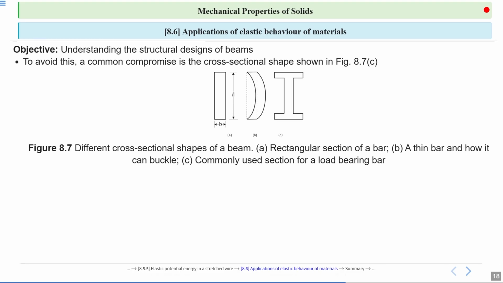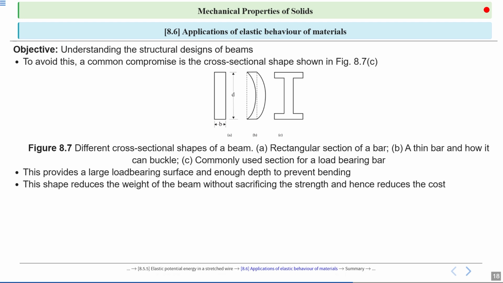So to avoid this, a common compromise is the cross-sectional shape. Figure 8.7c shows a special cross-sectional shape that is commonly used. This shape is a compromise between strength and material use. Unlike a simple rectangle or a thin bar, this design helps prevent problems like buckling. This particular shape gives us a large surface area to bear loads, meaning it can support more weight at the same time. It has enough depth or thickness to resist bending.